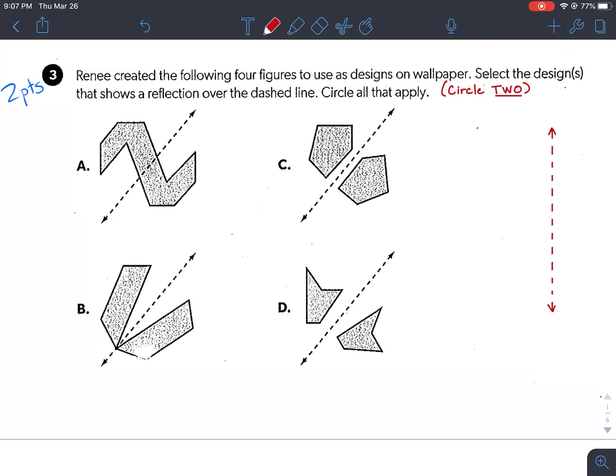Understanding Reflections, Worksheet 18, question number 3. Renee created the following 4 figures to use as designs on wallpaper. Select the designs that show a reflection over the dashed line. Circle all that apply. So we're going to circle 2. So 2 of these show reflection and 2 do not.